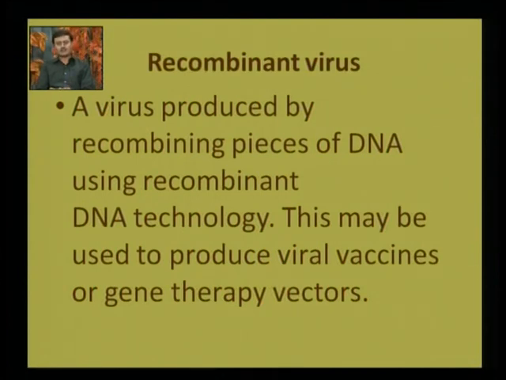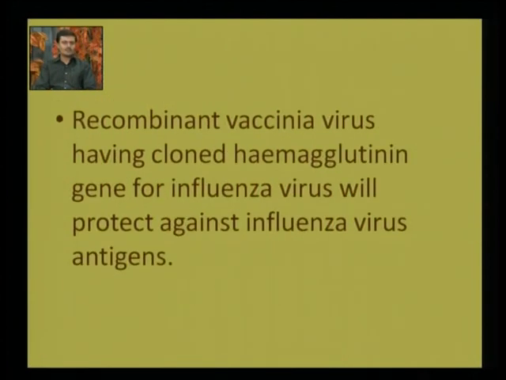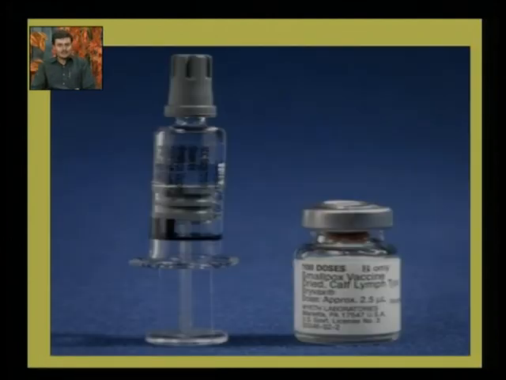Meaning we are inserting genes with the help of such viruses, so it can be a very positive technology for us. If we see examples of this, there is the recombinant vaccinia virus having the cloned hemagglutinin gene for influenza virus, so it will protect against influenza virus. Though it is a different type of virus, it will not create any infection, but it will give us protection. Now you can see such vials which are commercially available.